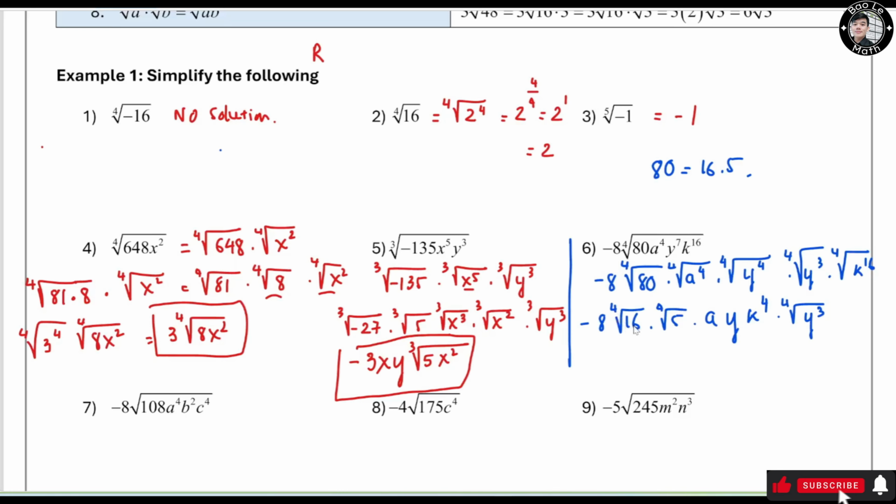Now 4th root of 16 equals 2, right? So 2 times negative 8 is negative 16 times this right here, a y k to the 4 times 4th root of, we're going to combine this and this, it's going to be 5y cubed, right?